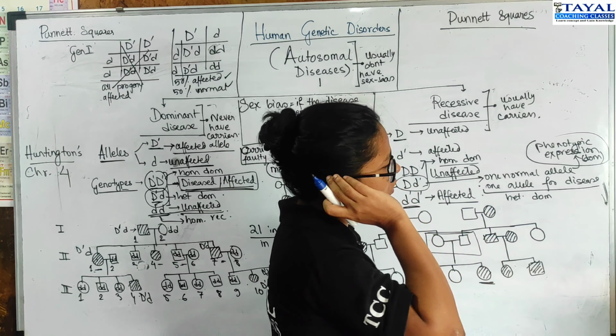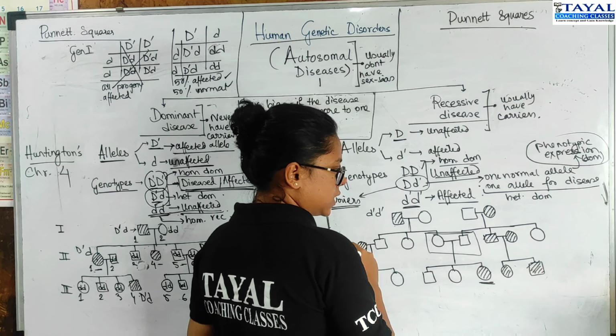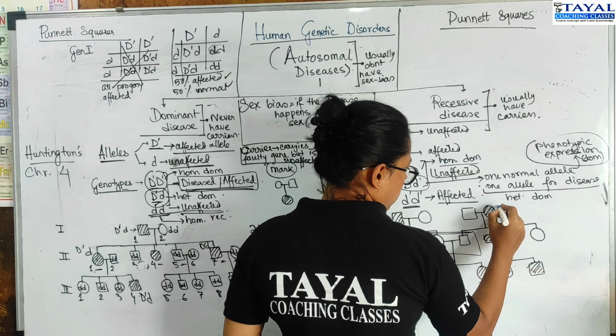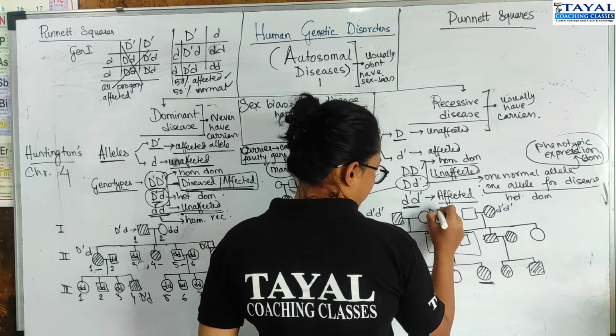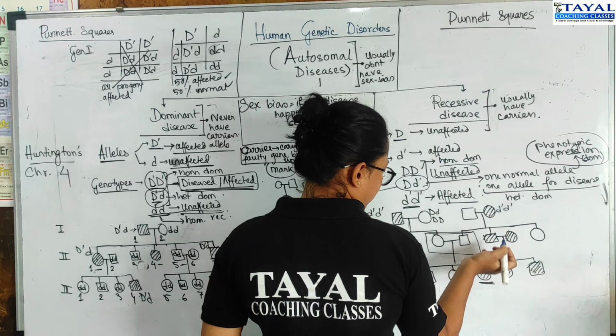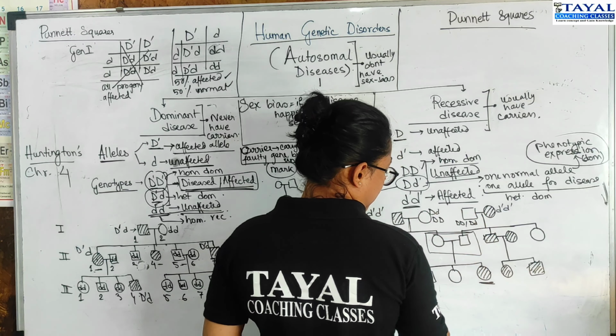So now let's do the genotypic placements. This organism has to be small d dashed, small d dashed. This organism has to be also small d dashed. This is for sure. This person can be capital D small d, or capital D, correct? Or capital D small d.